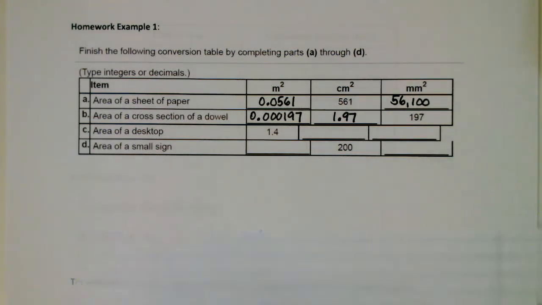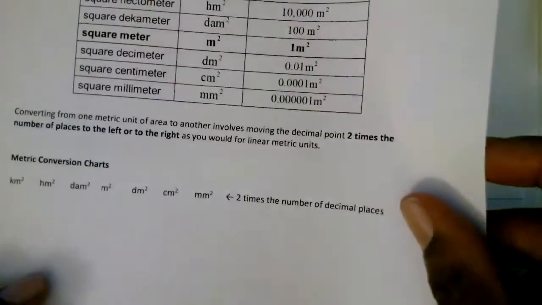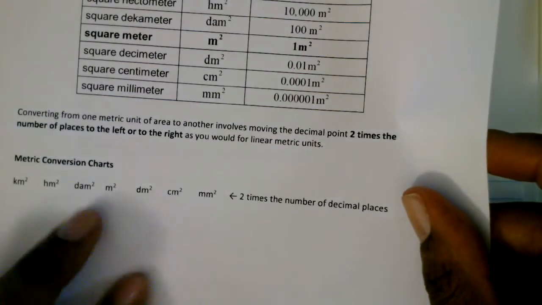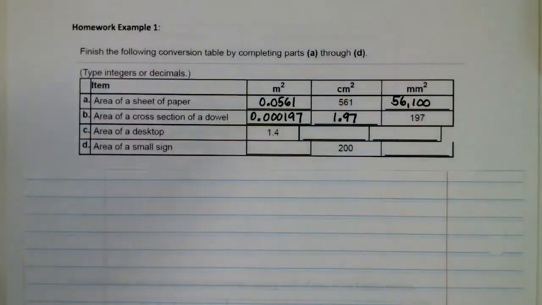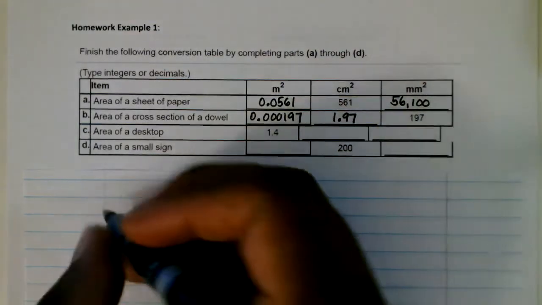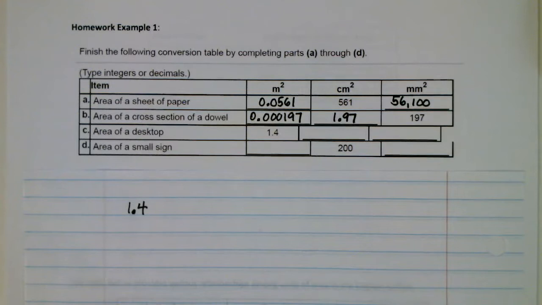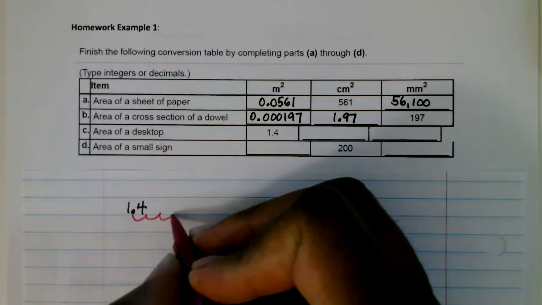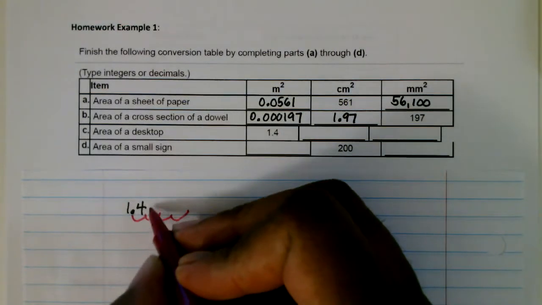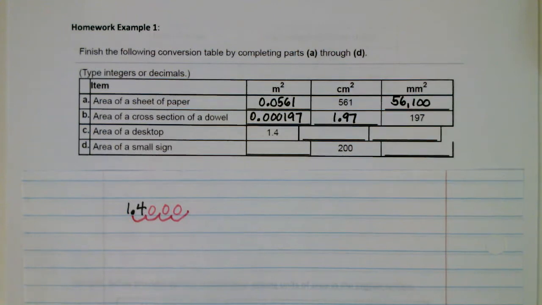In this case, I'm going from square meters to square centimeters. Normally that's 2 places to the right, but 2 times 2 would be 4. So I have to move the decimal point in 1.4, 4 places to the right. We move that decimal point 1, 2, 3, 4, and here I need 3 zeros. So in square centimeters, it will be 14,000.